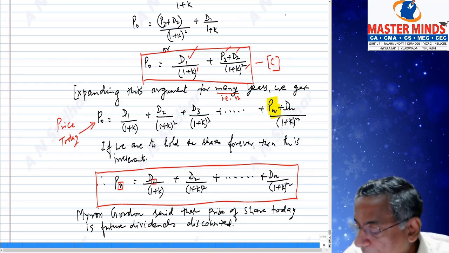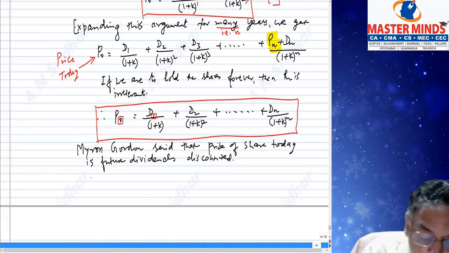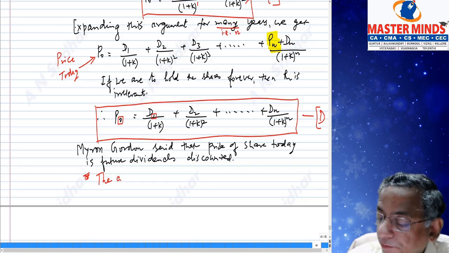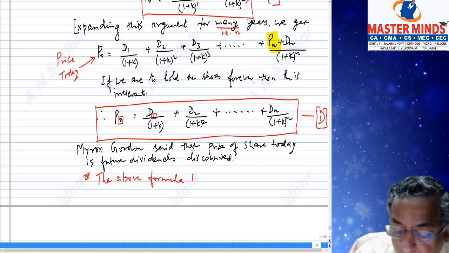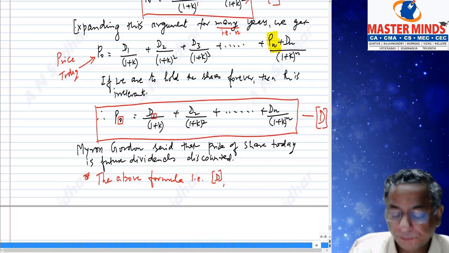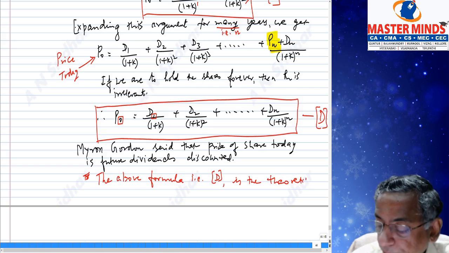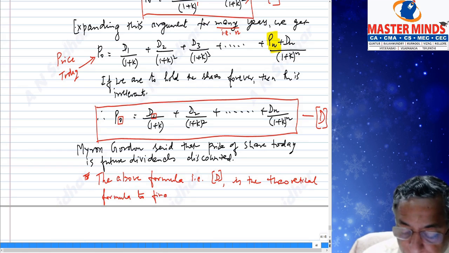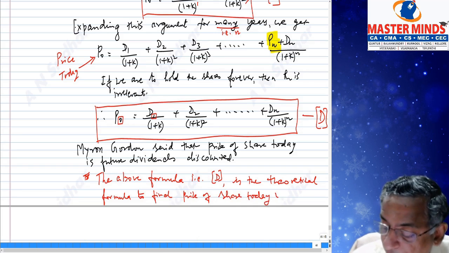Okay, so the above formula, we can call it D. The above formula, that is D, is a theoretical formula to find the price of a share today using dividends.